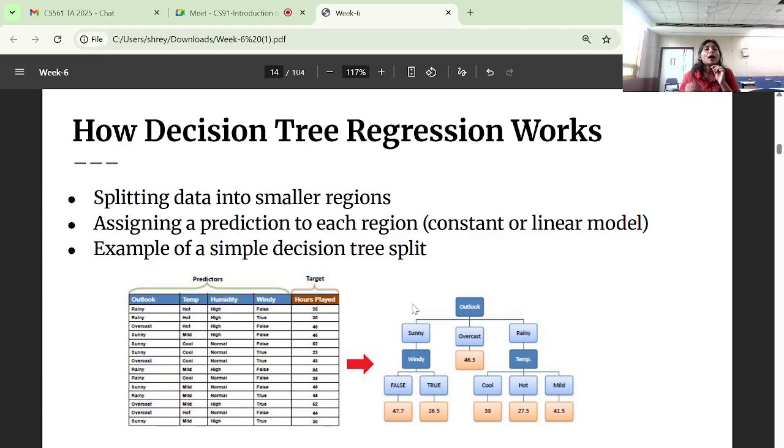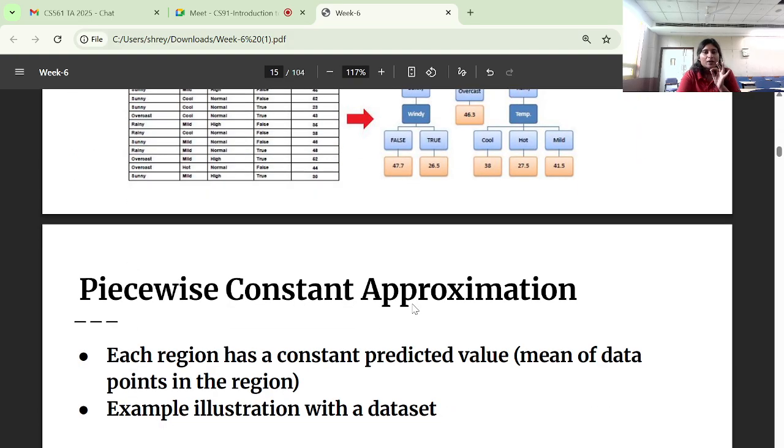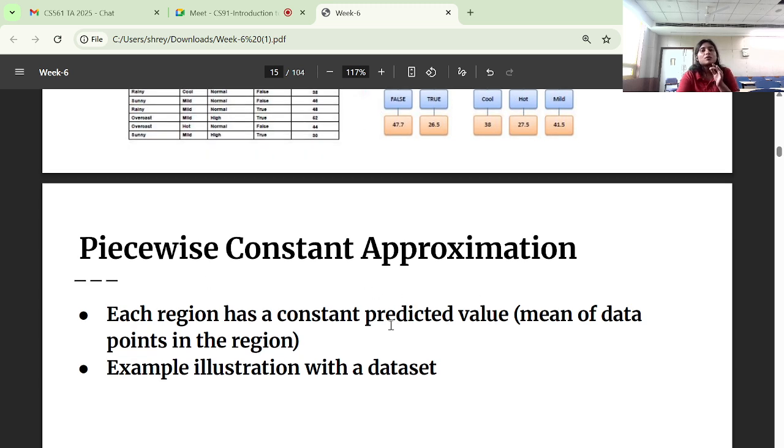So a simple change can be applied there: for each of these regions we can apply separate linear models. For these values we can apply some linear model and then go for that. So this is how regression trees work. They also call it piecewise constant approximation, where each region has a constant predicted value, the mean of the data.